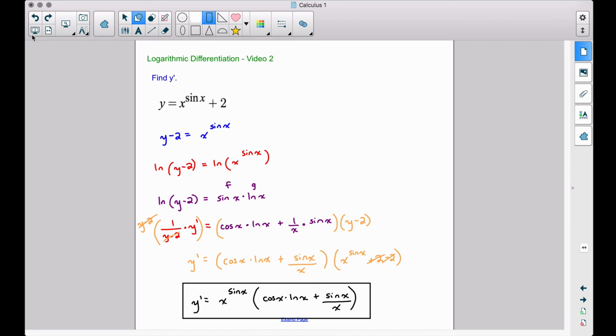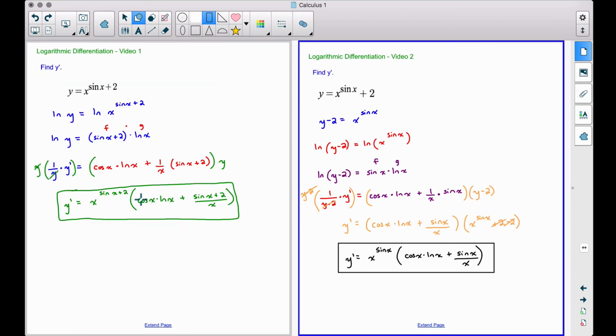And as you can see here, these two answers are different, but then again, they have some similarities. What you'll notice here is we have a +2 and a +2. We're missing the +2 over here on this one.